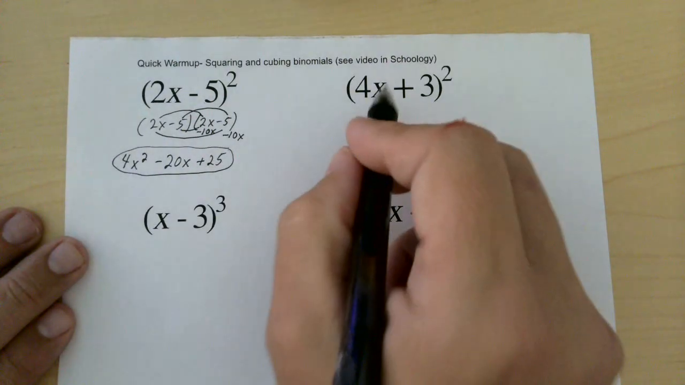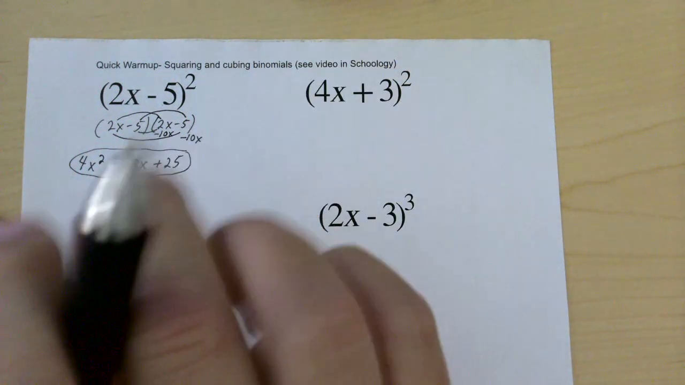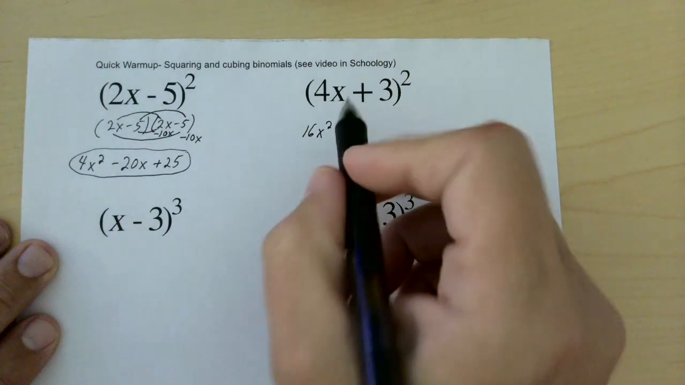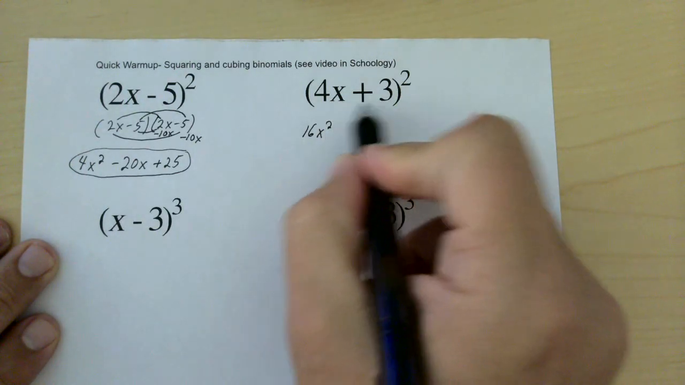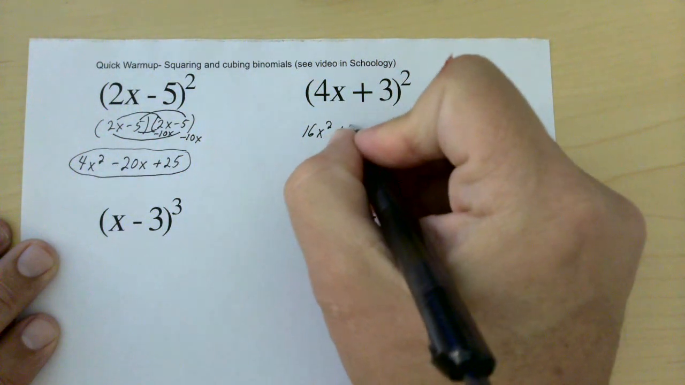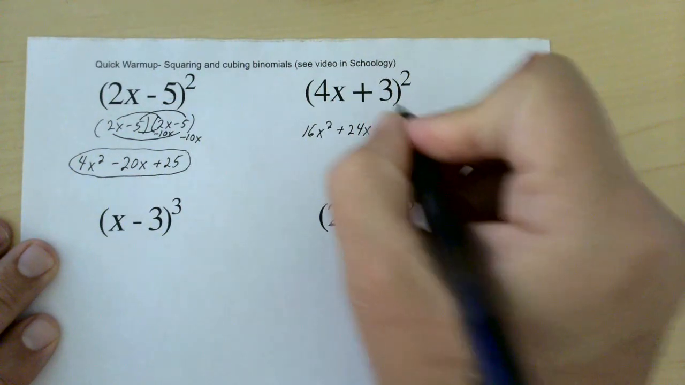For this one, I'm just going to square, double, square. I'm going to square 4x. 4x times 4x is 16x squared. I'm going to multiply what's inside. Inside I have a 12x, but then I have to double it because that's your outers and inners. You'll have a 24x. And then finally, 3 squared is a 9.